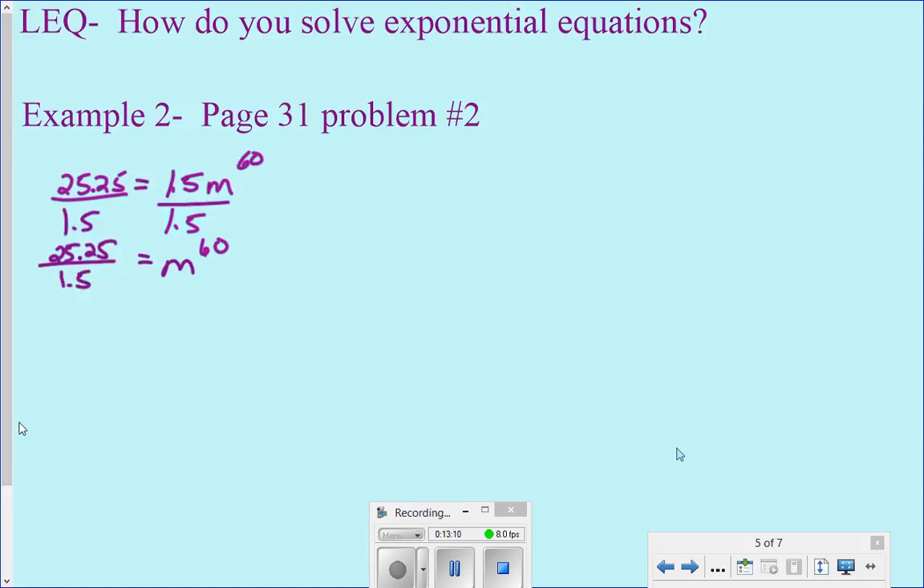So I'm trying to solve this. Now, think carefully here. I know recently we've done a lot with logarithms. Not every problem involves logarithms. This one does not. Why?